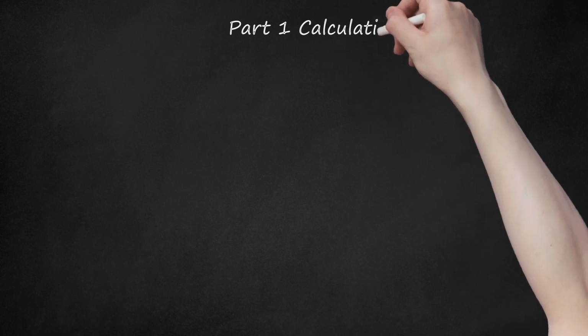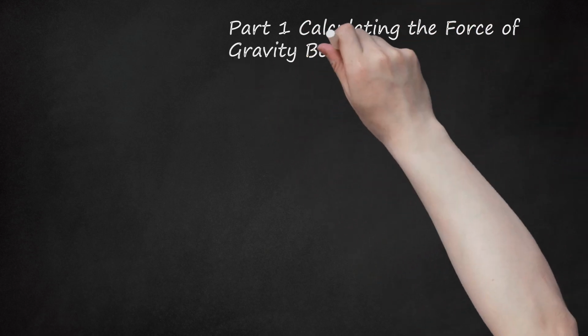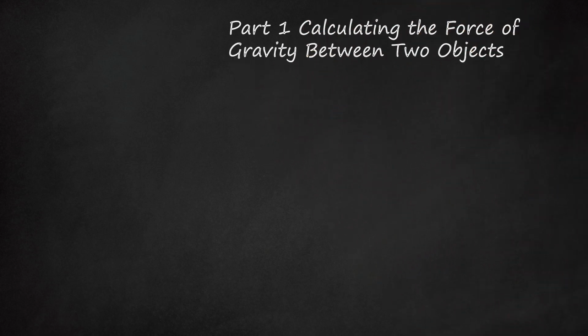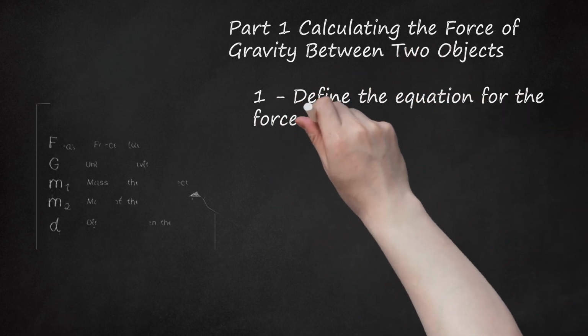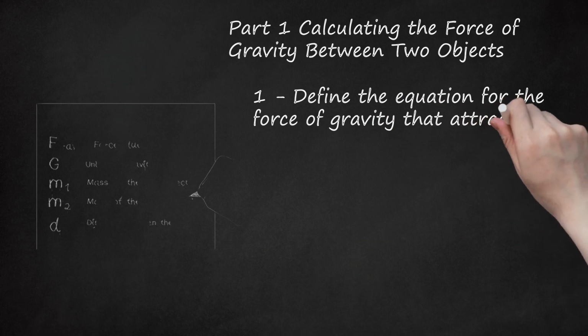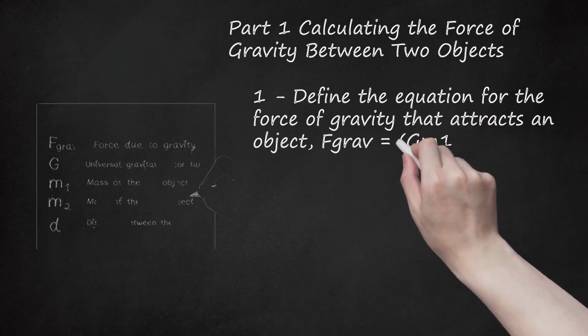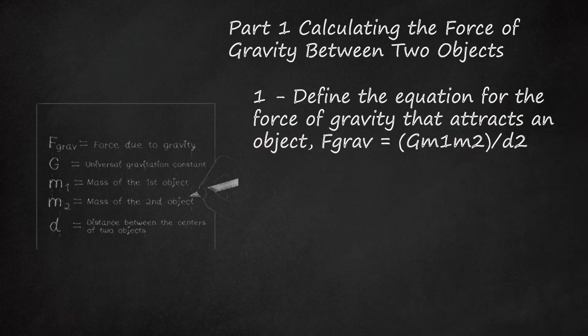Part 1. Calculating the force of gravity between two objects. 1. Define the equation for the force of gravity that attracts an object. Fgrav equals G m1 m2 over d squared. In order to properly calculate the gravitational force on an object, this equation takes into account the masses of both objects and how far apart the objects are from each other.